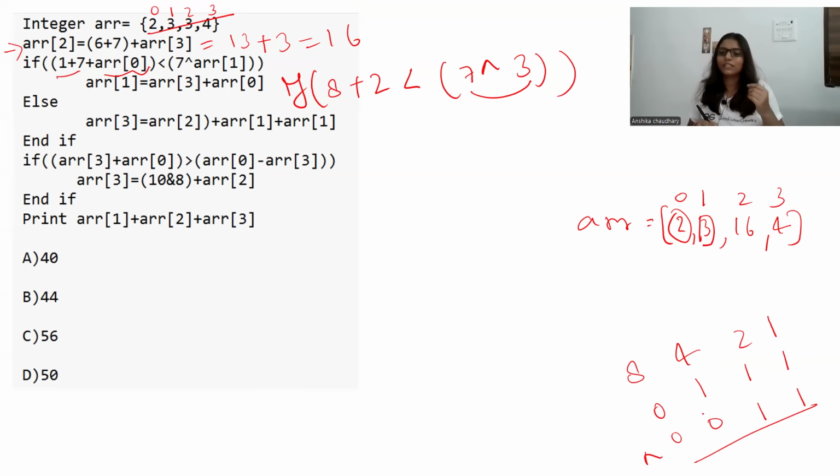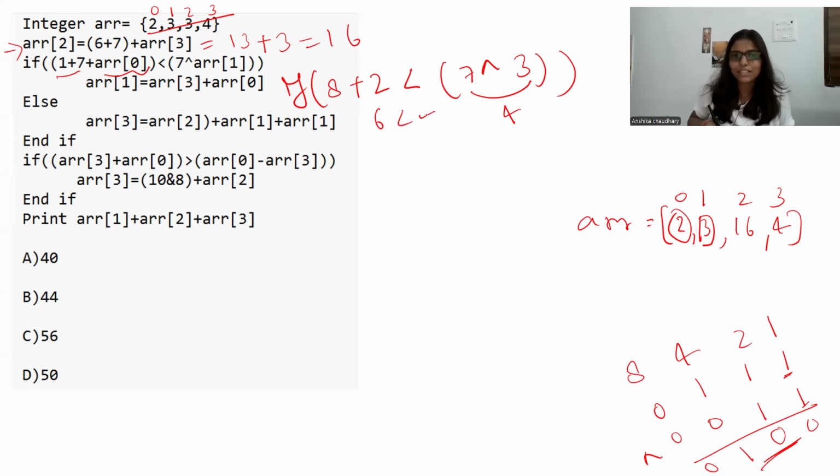Now let's understand the working of the XOR operator. Just remember a short trick. If both operands are the same, whether 1 1 or 0 0, the answer will be 0. And if both are different, 0 1 or 1 0, the answer will be 1. Just remember this shortcut trick. The result is nothing but 4. So the answer of this is 4. So 8 plus 2, that means 10, is less than 4. The condition is false.